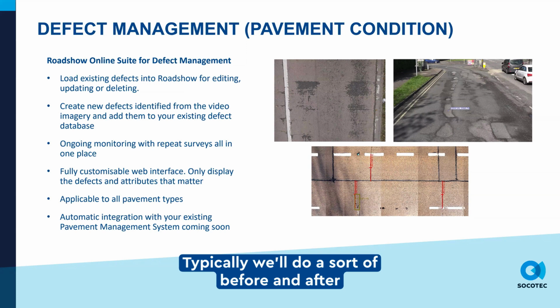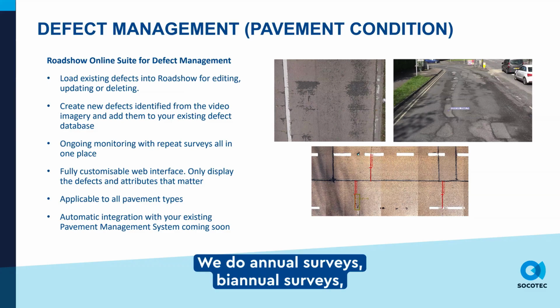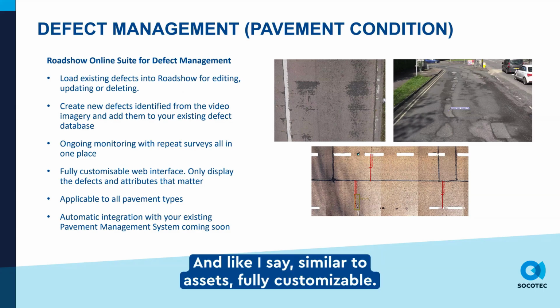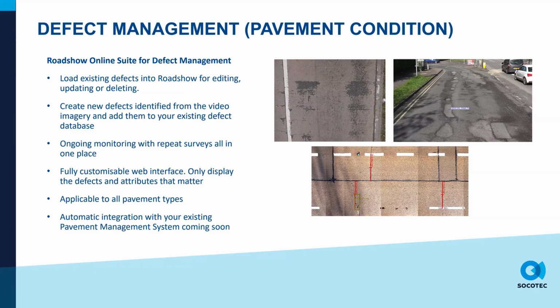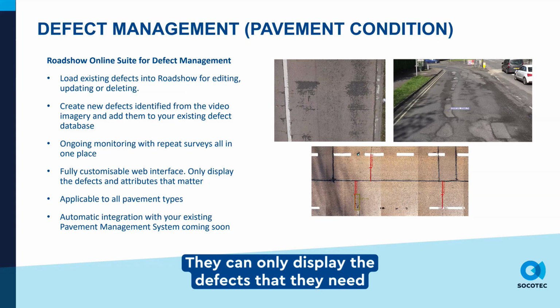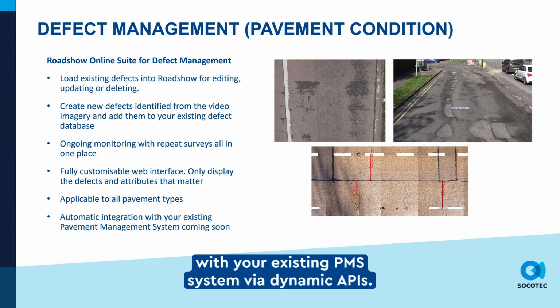Typically, we'll do a sort of before and after. On many of our major networks for our clients, we do annual surveys, biannual surveys, just to track these defects across a period of time. And like I say, similar to the assets, fully customizable. So the client can only display what they need. They can only display the defects that they need, or potentially the attributes that are assigned to those defects that matter the most to them. And again, this is potentially integratable with your existing PMS system via dynamic APIs.